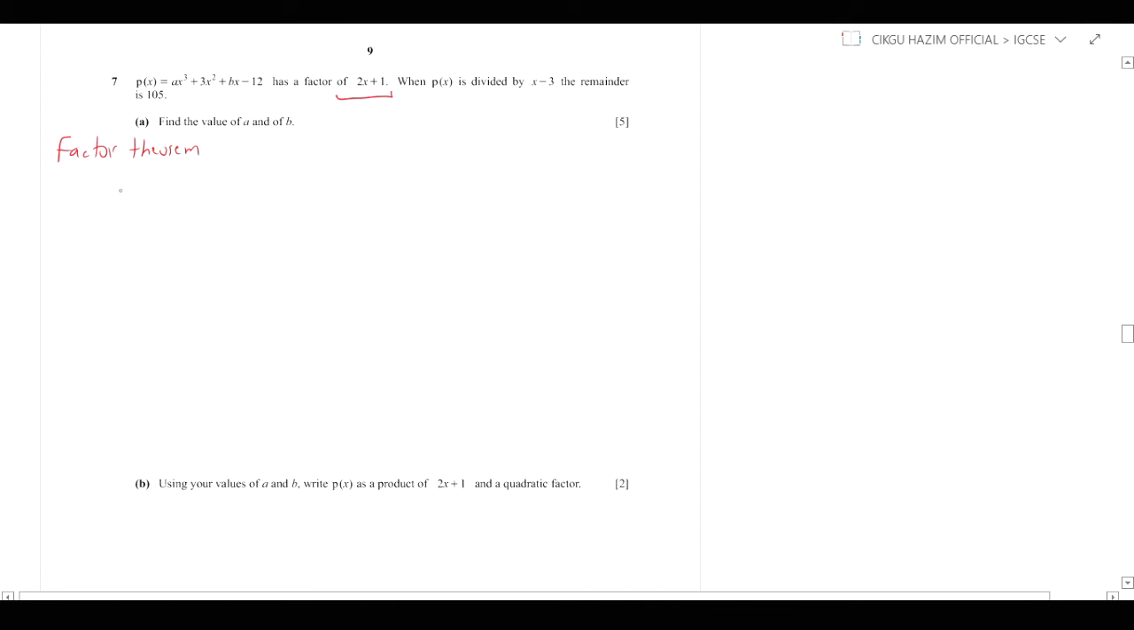So what is the value of x here? Make it equal to 0. 2x plus 1 equal to 0, x equal to negative 1 over 2. So when x equal to negative 1 over 2, substitute in the initial equation, the remainder must be 0. So p(negative 1 over 2) equal to a(negative 1 over 2) cubed plus 3(negative 1 over 2) squared plus b(negative 1 over 2) minus 12, it must be equal to 0.